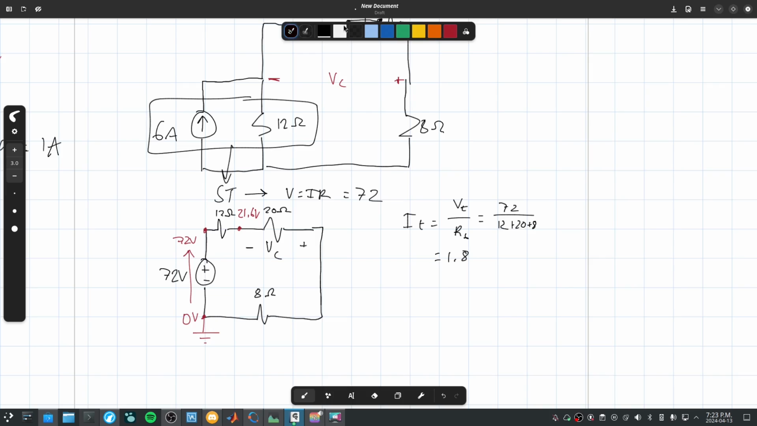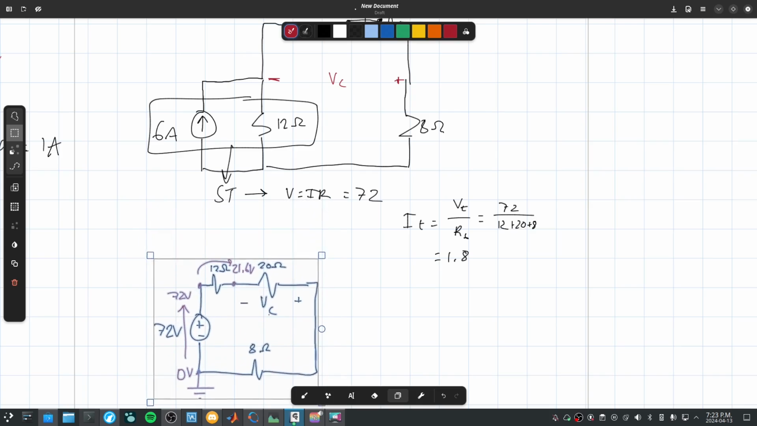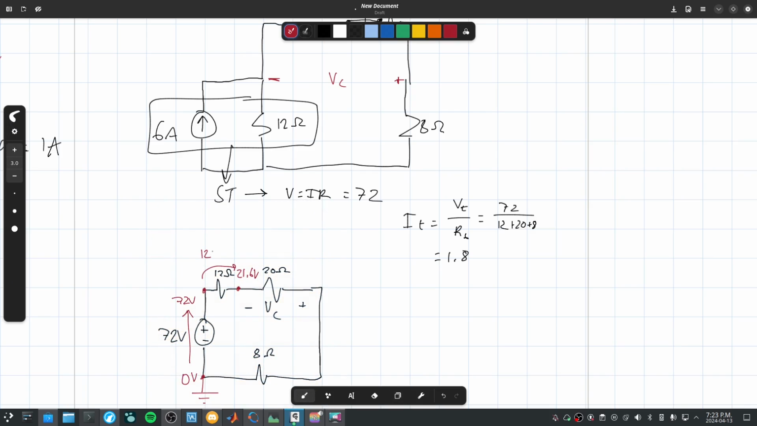A little bit weird, but don't worry. And once again, we jump across here. This is getting cramped. Let me move this. 12 times 1.8 drop. And then we jump over here again to find the voltage at this point. This is going to be a drop of 1.8 times 20. 36 volt drop. Is that right? Huh?